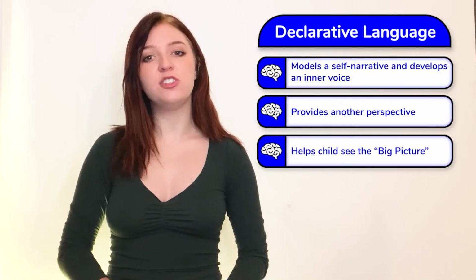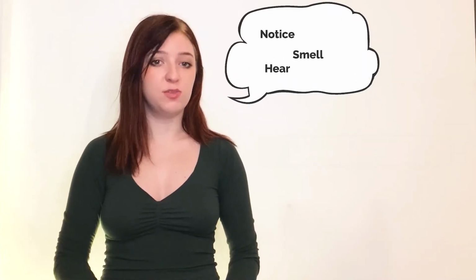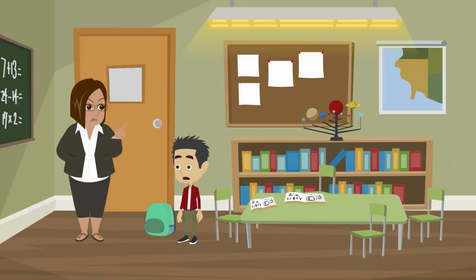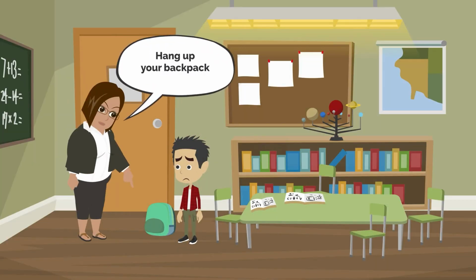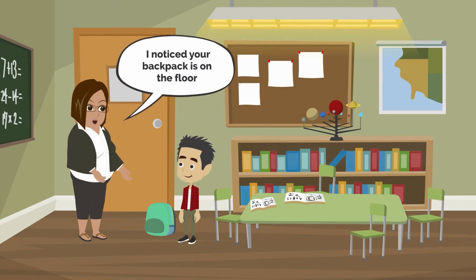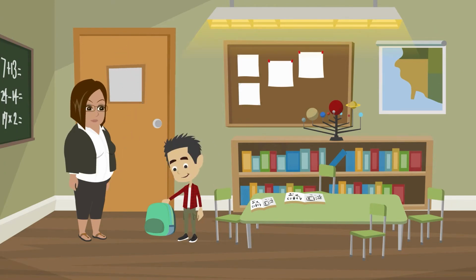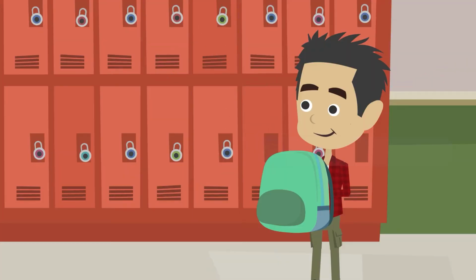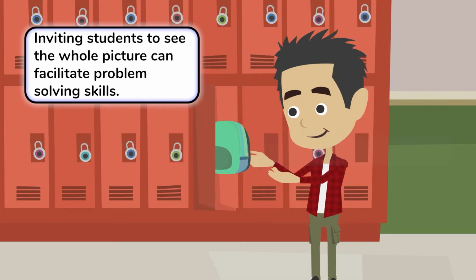It uses observational words related to our senses, such as notice, hear, smell, see, and feel. Rather than saying, "Hang up your backpack," you can say, "I notice your backpack is on the floor." Here you have the student seeing the whole picture that can help lead to developing strong problem-solving skills, as they need to figure out what to do.